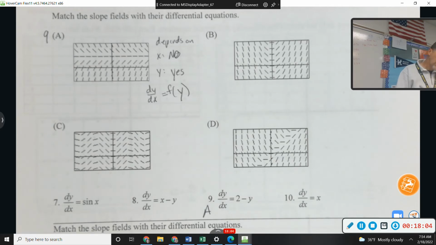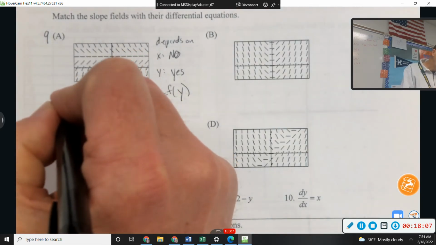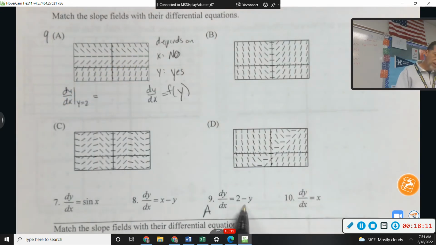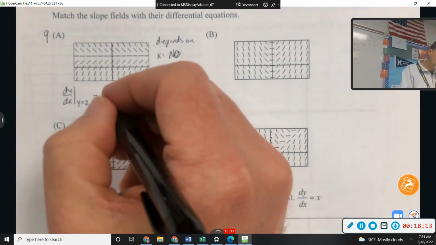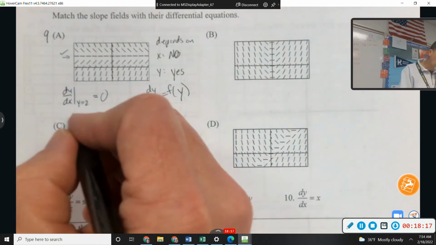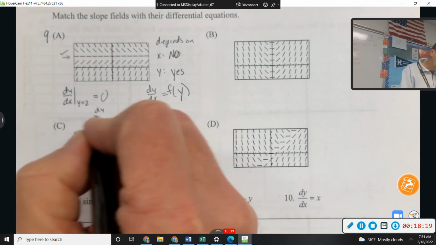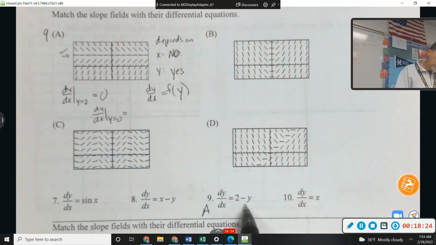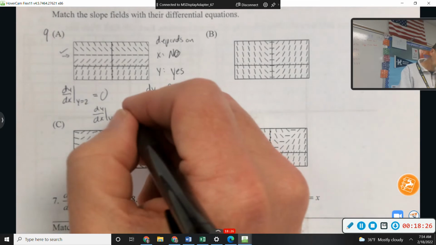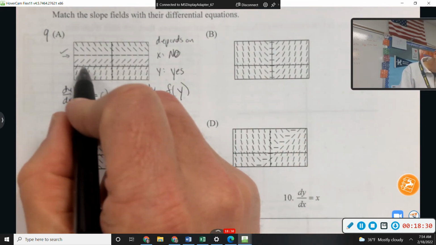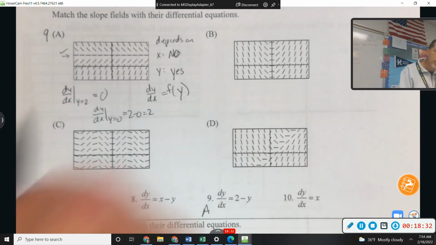And if you wanted to check a few pieces, you could. dy dx at y equals 2 would be an easy one to check. That would be 0. So that works. If you wanted to check the slope, dy dx at y equals 0, 2 minus 0 would be 2. And so you look at your slope at y equals 0, and yeah, that looks like 2.